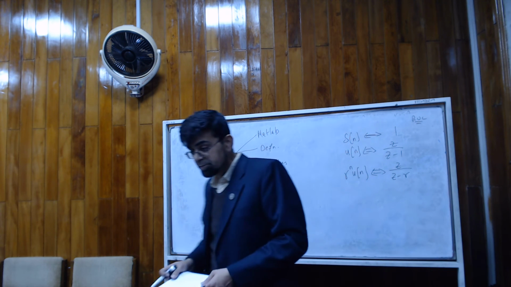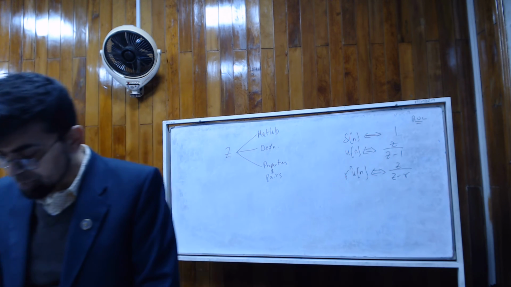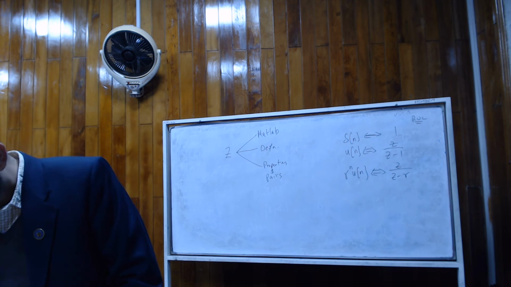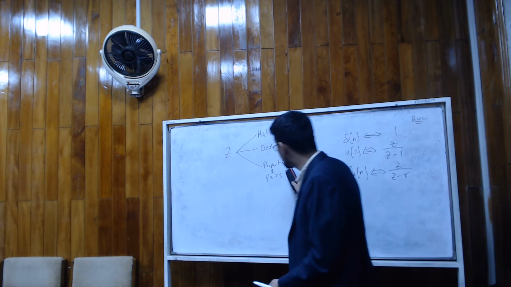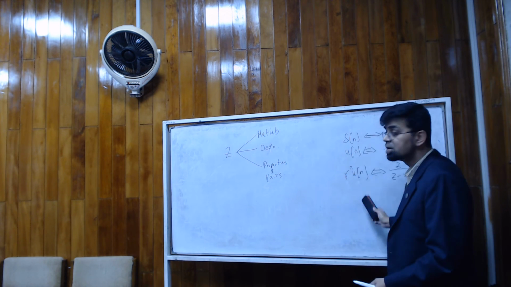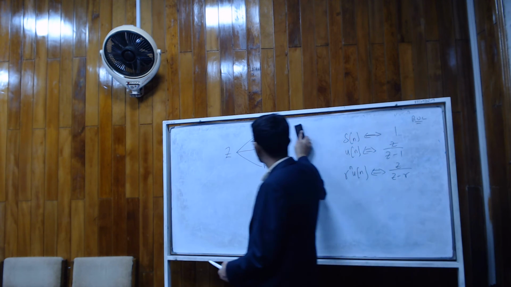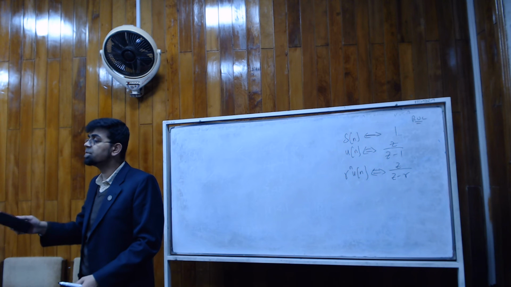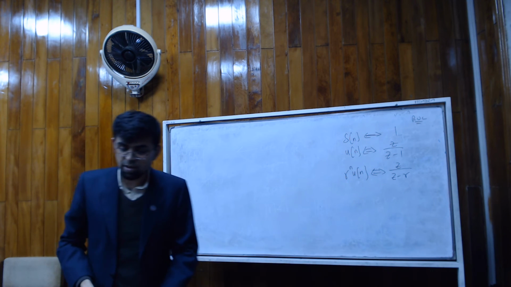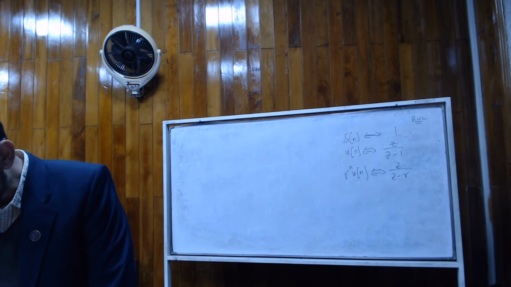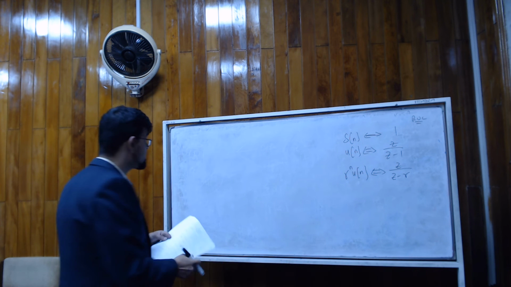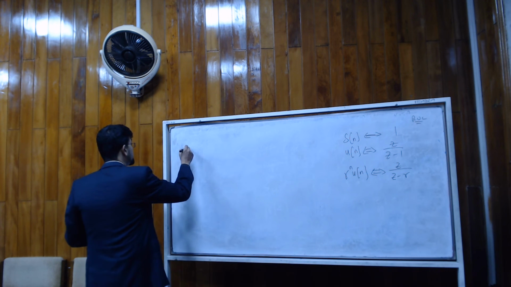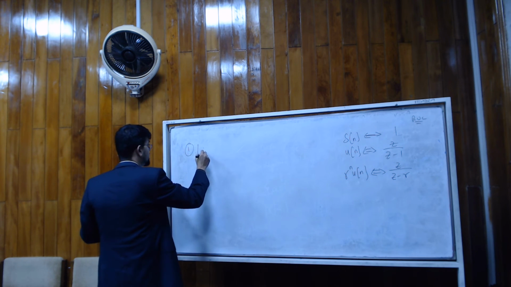Then there are the properties. As I said, this thing we solve with the help of pairs and properties. So there is a table of pairs and there is a separate table of properties. So properties are very straightforward. Firstly, I'll mention a few and then I'll let you read the rest.